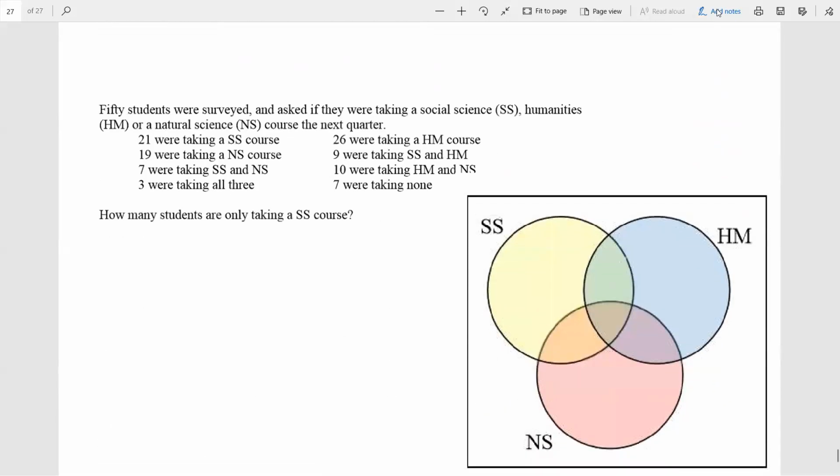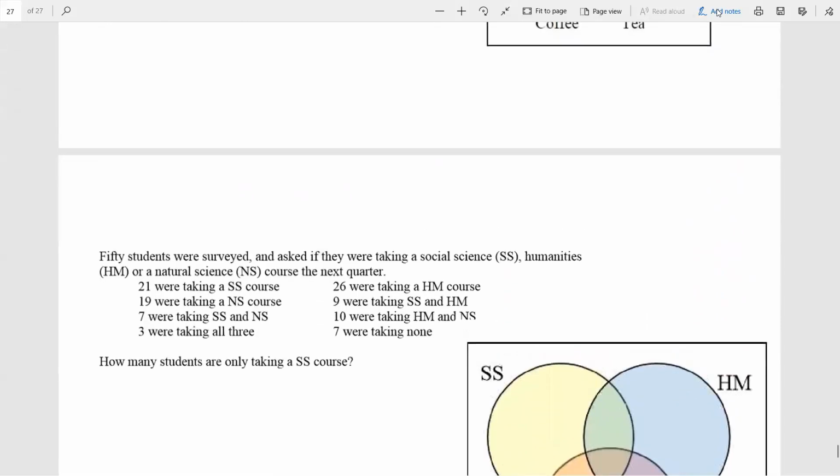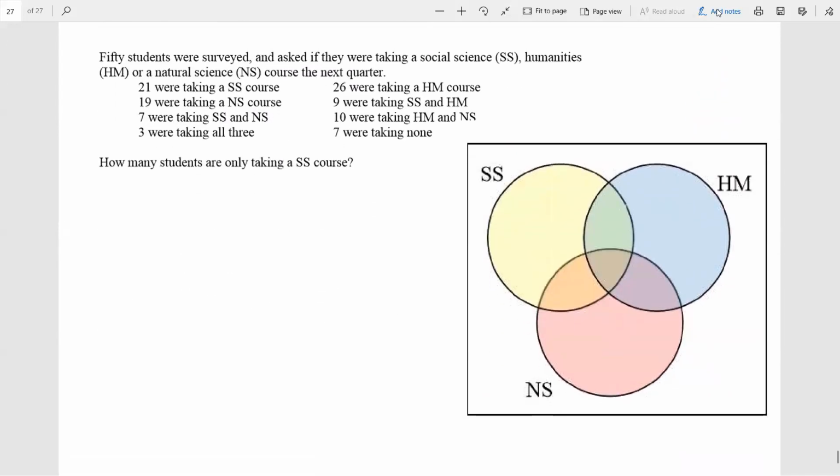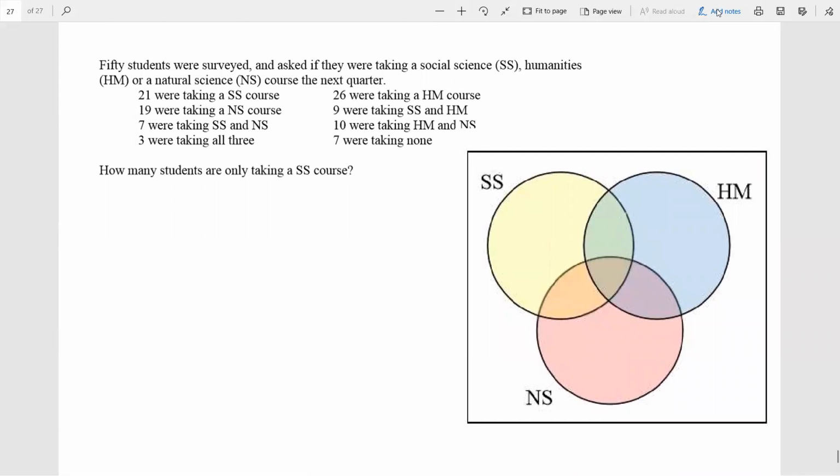Now, we have a third example here that we will work. 50 students were surveyed and asked if they were taking a social science, humanities, or natural science course the next quarter. And here's what they answered, and I won't repeat all of these. Question is, how many students are only taking a social science course? And we should be able to do this by using the Venn diagram.